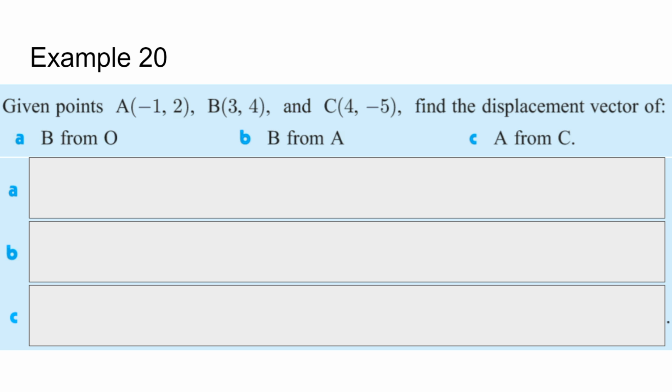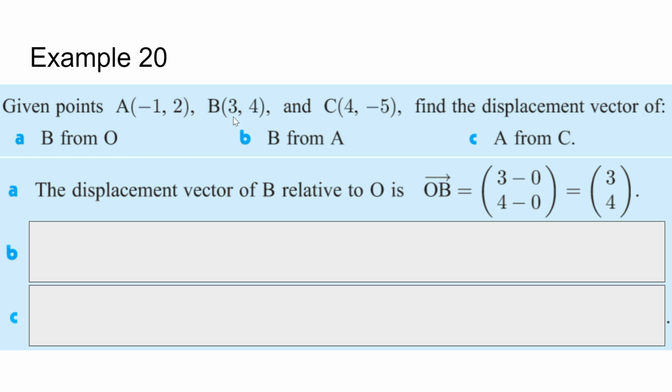Let's take a look at a couple of examples here. We have points A, B, and C, and it says find the displacement vector of B from O. O is always going to be the origin. So B from O is just going to be that point B minus the components from the origin, which are going to be 0 for both of them. Therefore, vector OB is the same thing as the coordinates of B, (3, 4). How do we get from the origin to point B? We just go right 3 units and up 4 units.